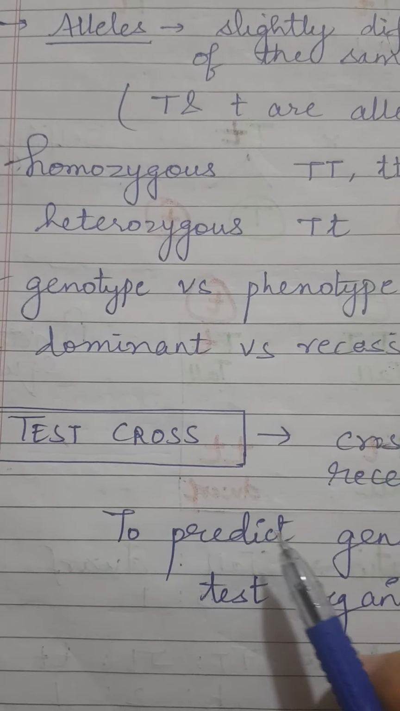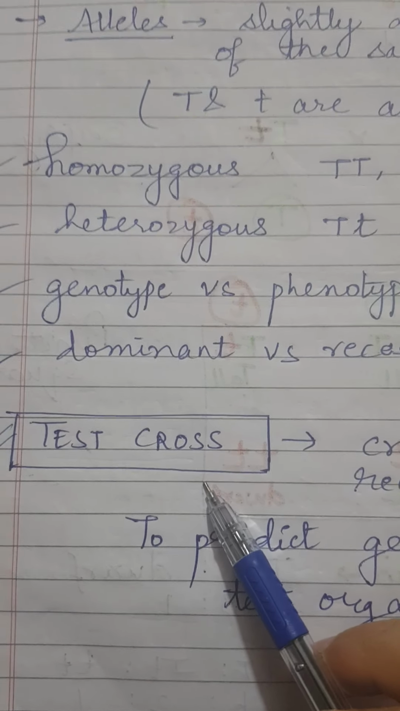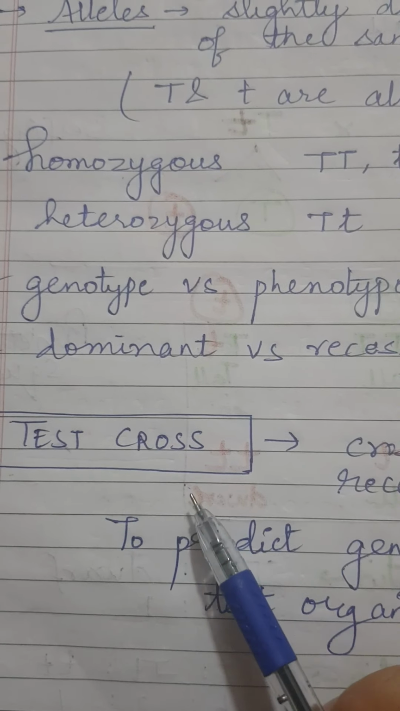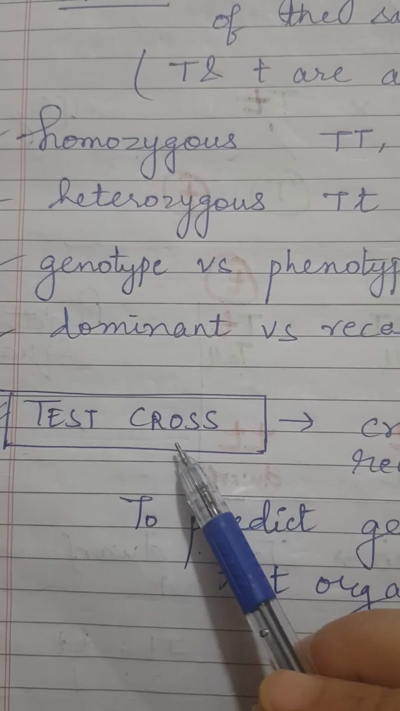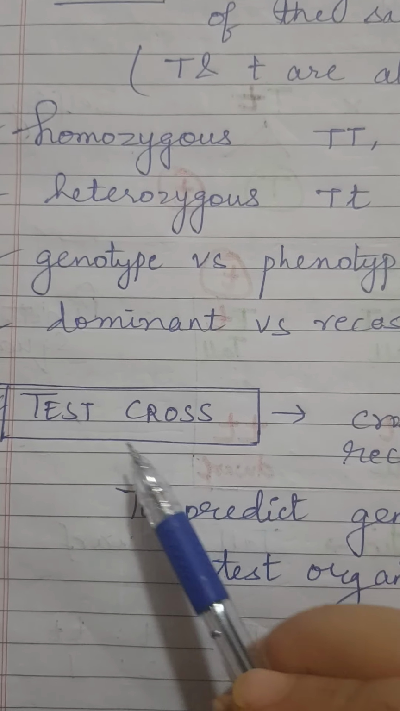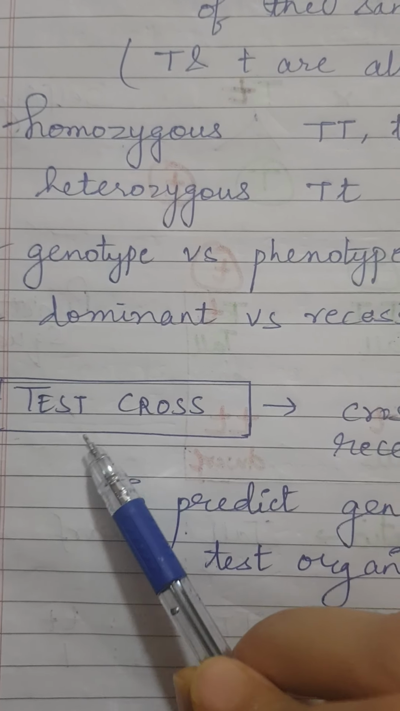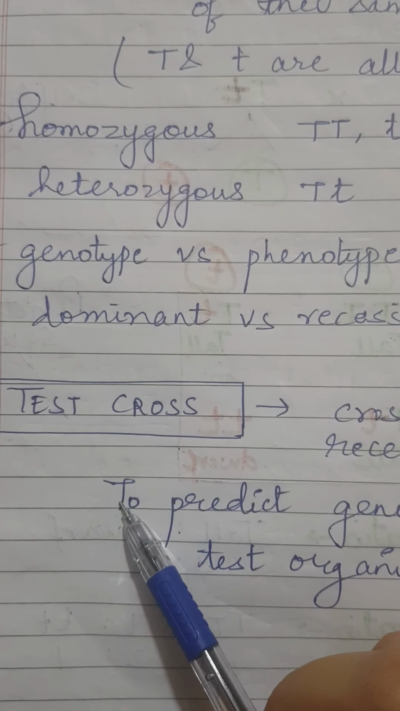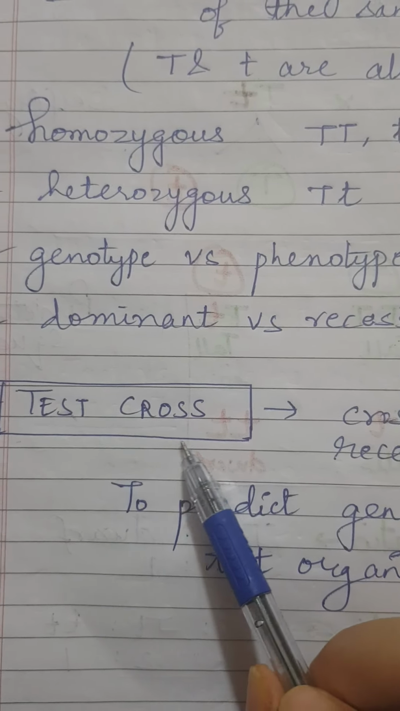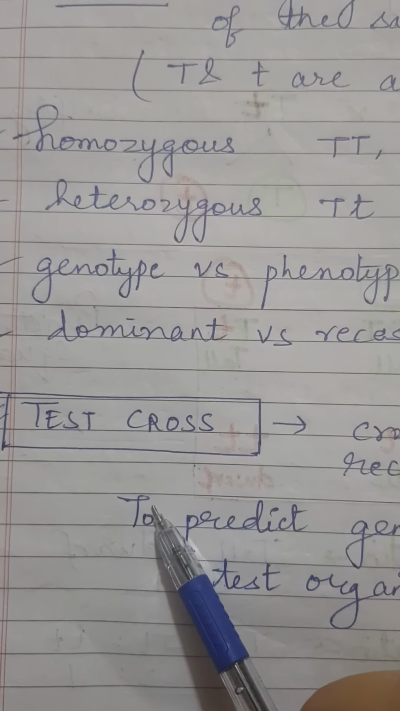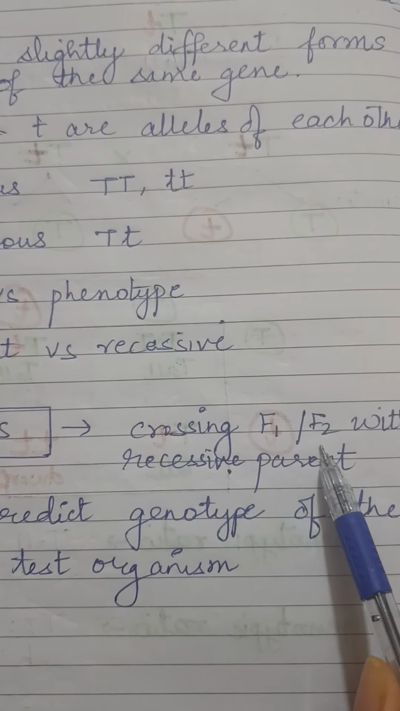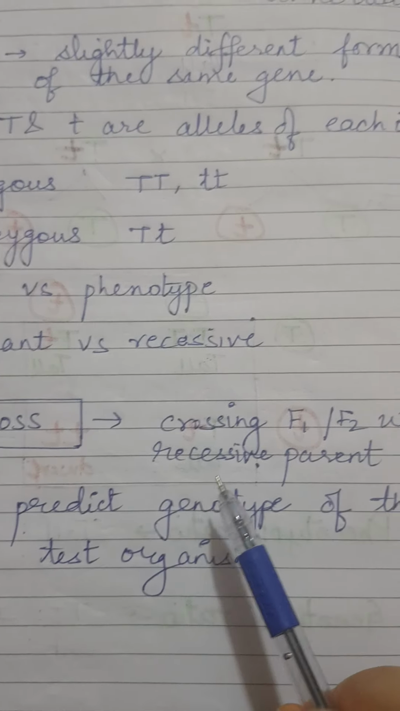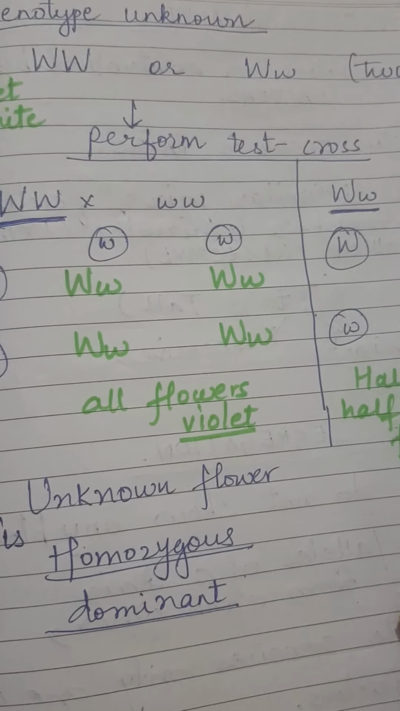Here I am discussing firstly the concept of test cross, in continuation with Chapter 5, Principles of Inheritance. A test cross is a cross performed to predict the genotype of the test organism. If we don't know the genotype of a particular parent, by using this cross we can identify and predict it. It is crossing the F1 or F2 progeny with the recessive parent. That is test cross. So let us see how it can be done.